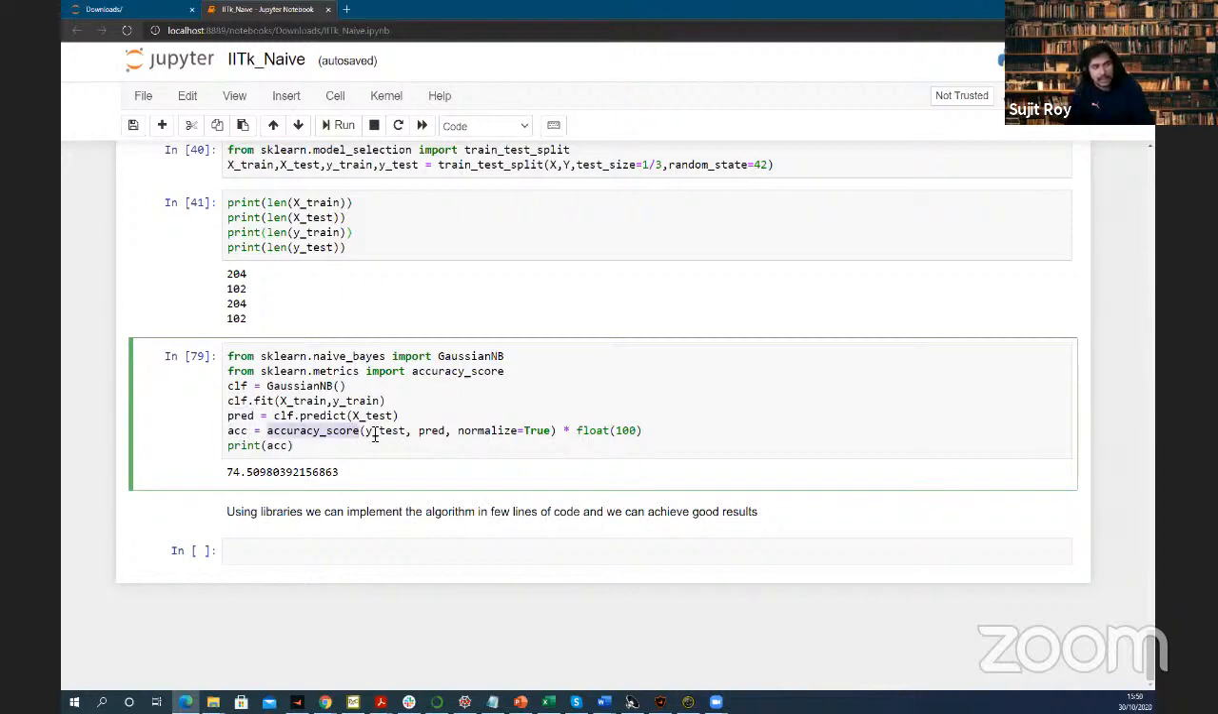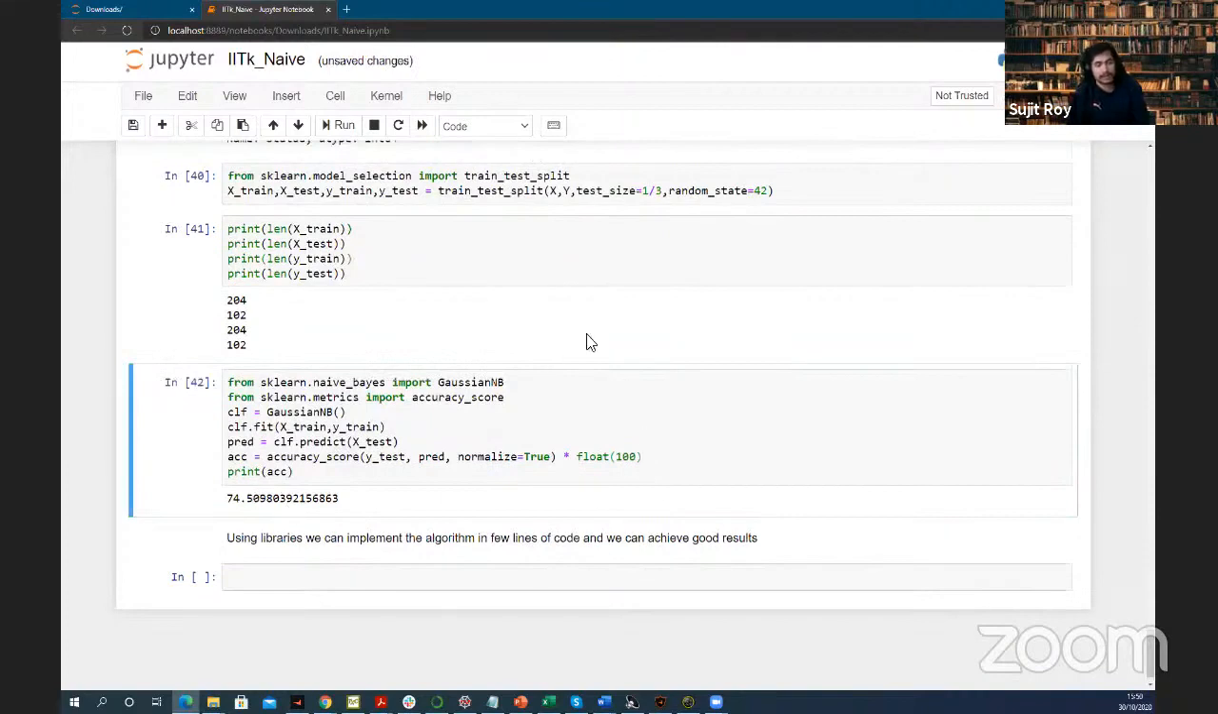So accuracy will be calculated by the given y_test, which was your true value, and the prediction, which was made by the model. And normalize is true, and then we multiply it by 100 just to get the percentage. And then we print the accuracy, and here we get the accuracy, 74.5.